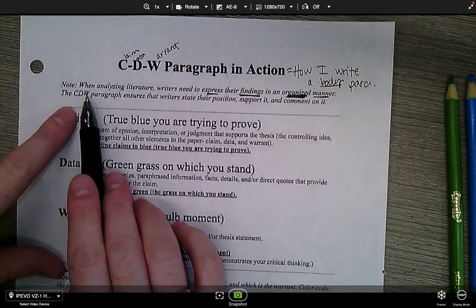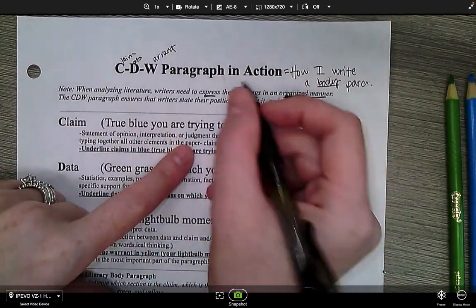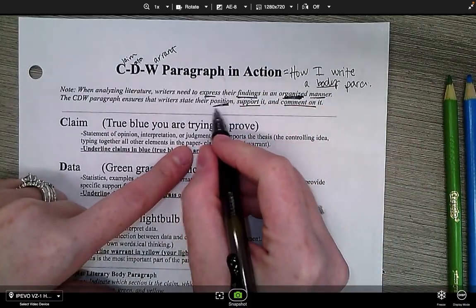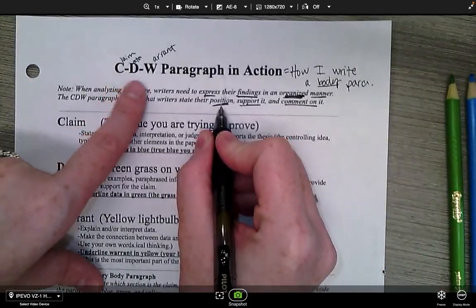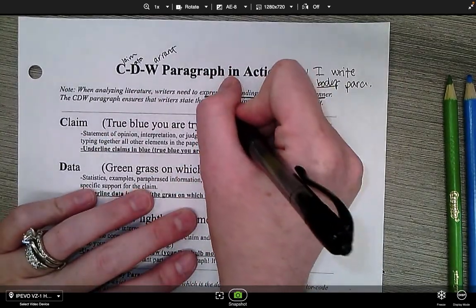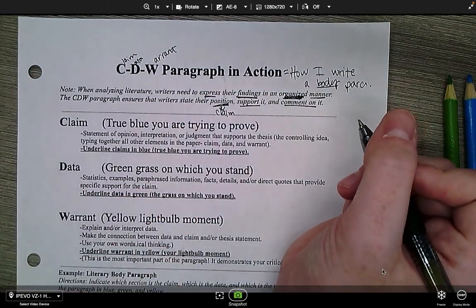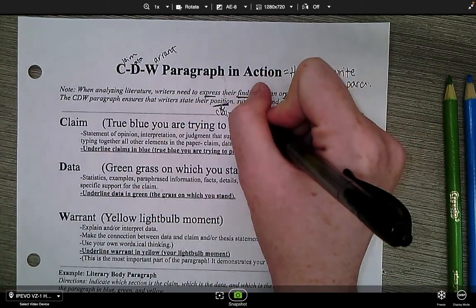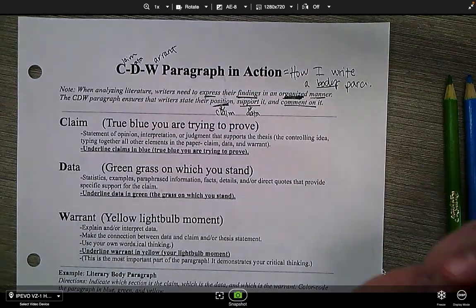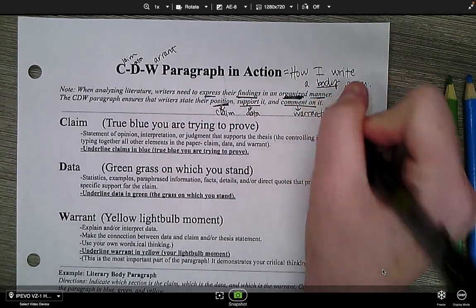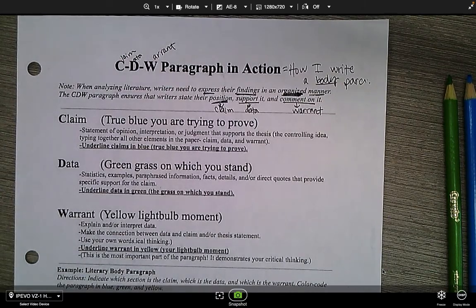So, that being said, the CDW paragraph ensures that writers state their position, support it, and comment on it. When it says state their position, what do you think out of the CDW the position is referred to as? This is the claim, exactly. What about the support it? What would that be? Exactly. And lastly, warrant. So it's just the good essay flow.